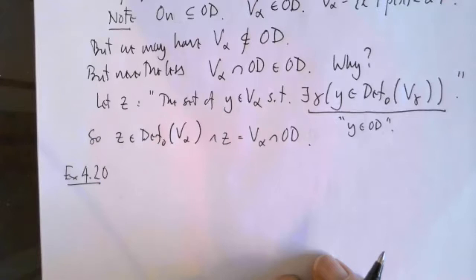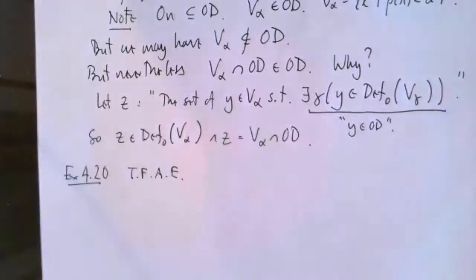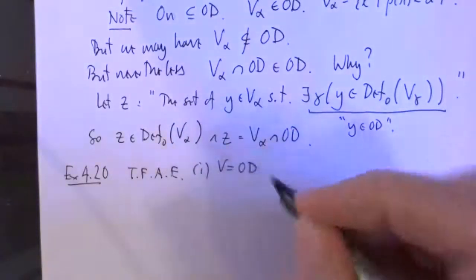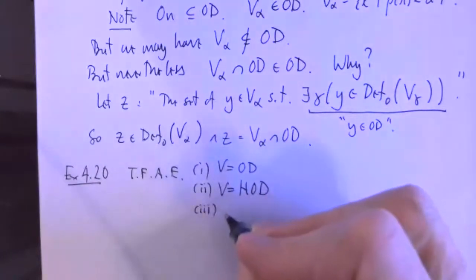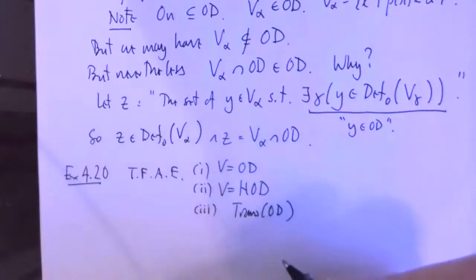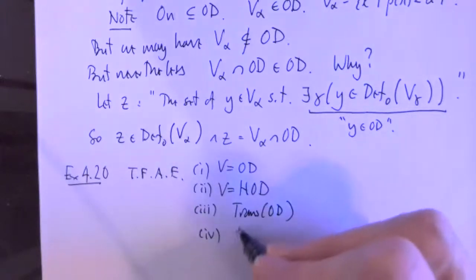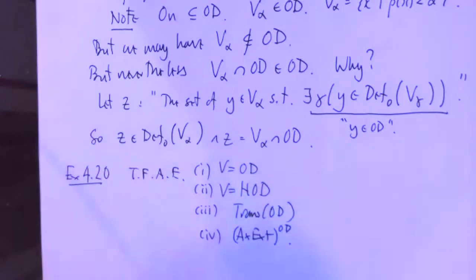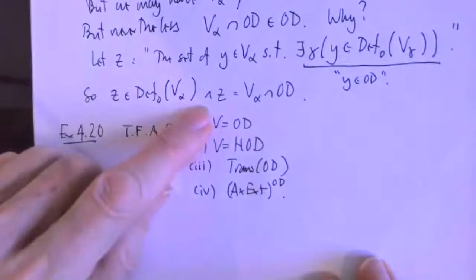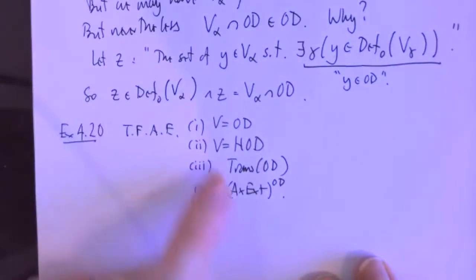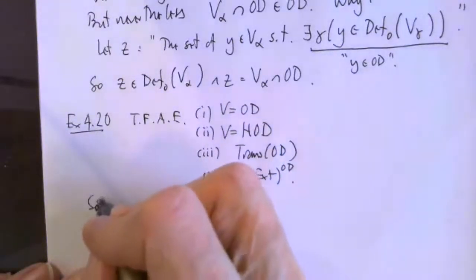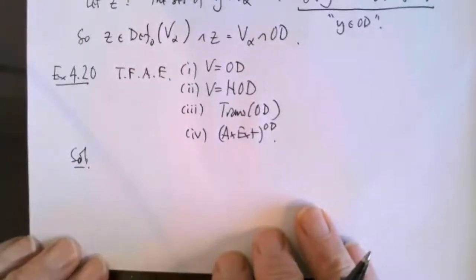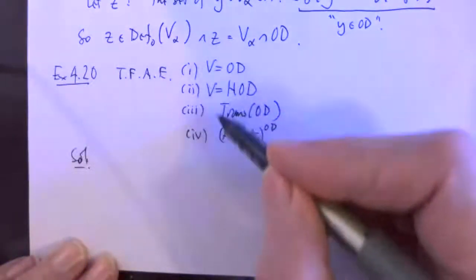Let's look at this 420. So the following are equivalent. V is OD, V is HOD, OD is transitive, and actually, perhaps more extreme, the axiom of extensionality holds in OD. So actually, if V is not OD, the axiom of extensionality fails in OD. It's not a transitive class. So a lot of these things are observations. Okay, so we do a cycle of implications.